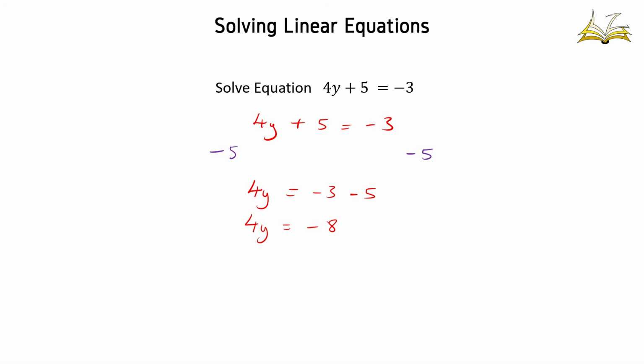Now, to get y on its own, we do the opposite of timesing the y and the 4. So the opposite of timesing by 4 is dividing. So we're going to divide both sides by 4. So now you're left with y is equal to minus 8 divided by 4. So y is equal to minus 2. Hopefully that made sense to you.